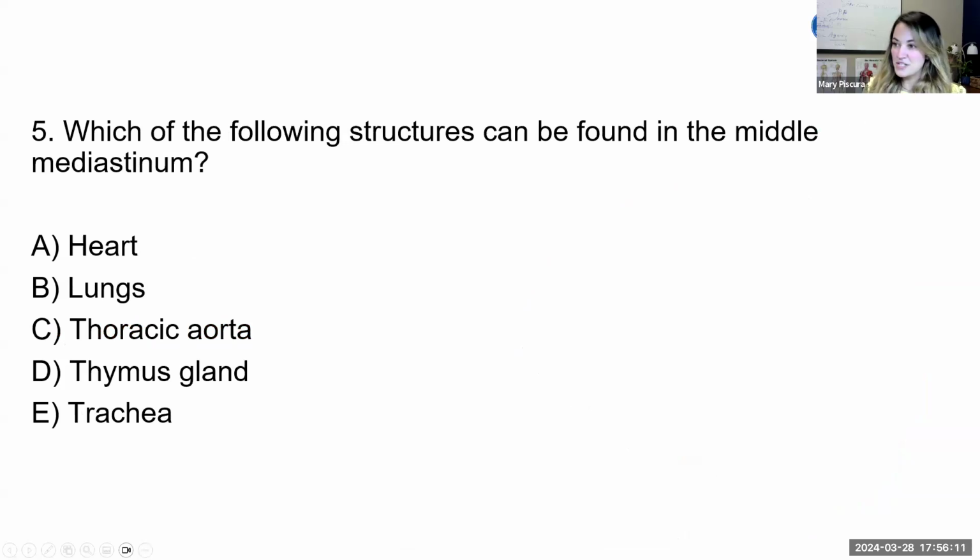All right, next question. Which of the following structures can be found in the middle mediastinum? Keynote here said middle mediastinum.